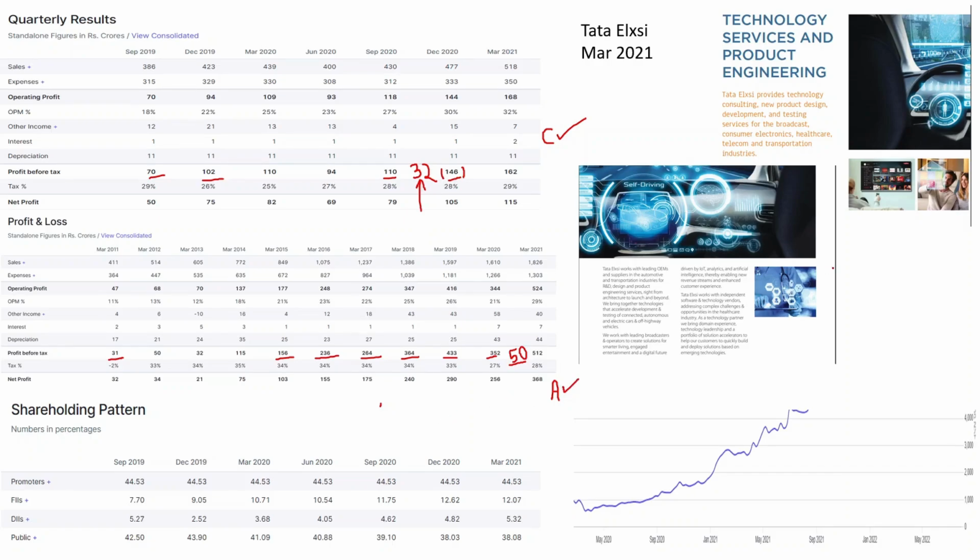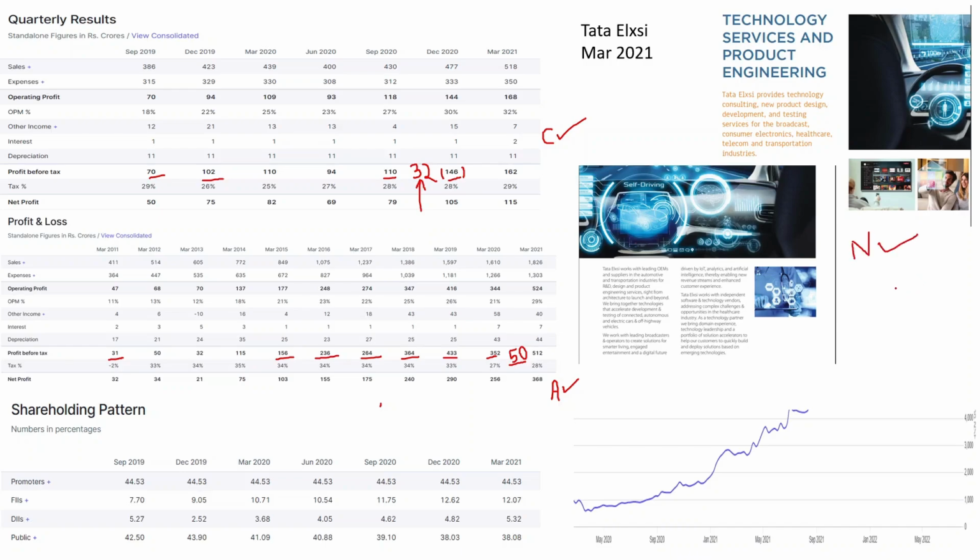The next thing that we have to look at is new product or service. So these are some extracts that I took from the annual report. Tata Elxsi provides technology consulting, new product design, development and testing services for broadcast, consumer electronics, healthcare, telecom, transportation industries. And also you can see here that it works with leading OEMs on technologies such as autonomous electric cars, off-highway vehicles, IoT, analytics, artificial intelligence. So you can clearly see that Tata Elxsi is working on things that are specifically in the growth industries, and it's clearly offering something in the market that other technology companies are not. So in the N also it will qualify.